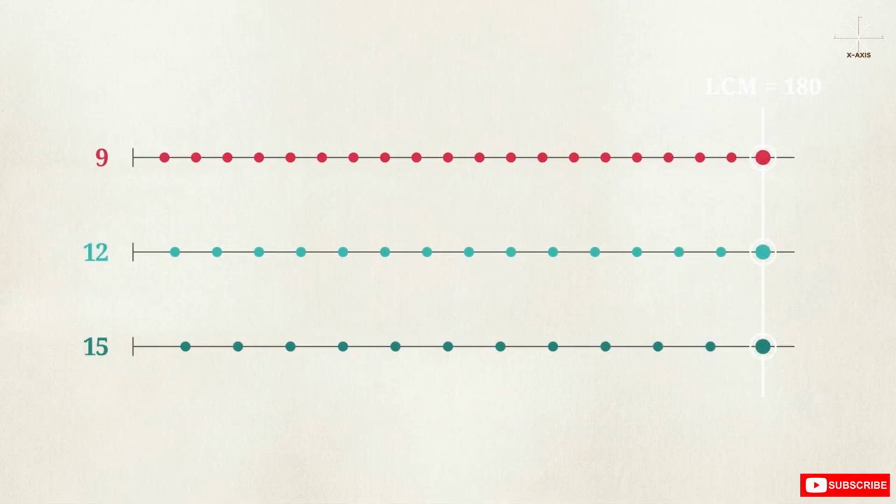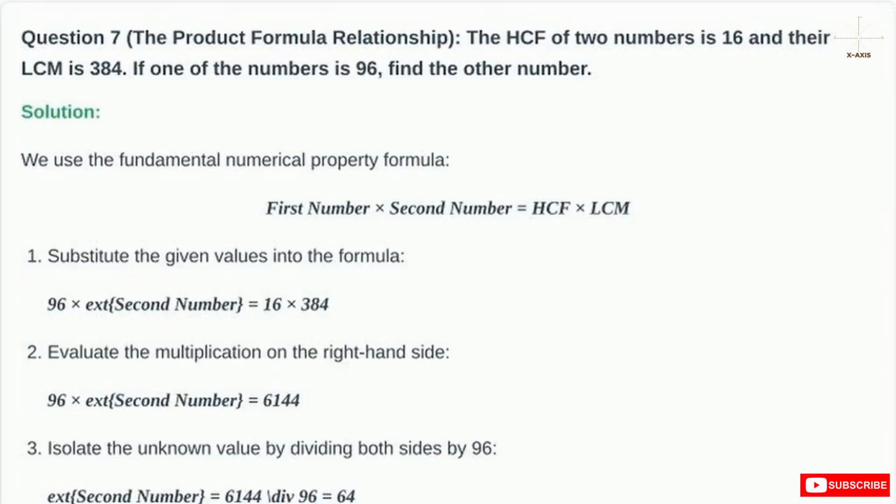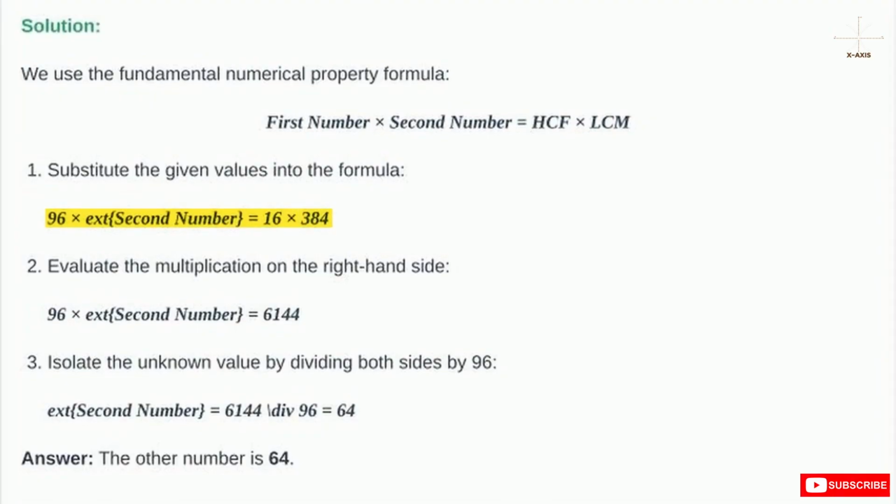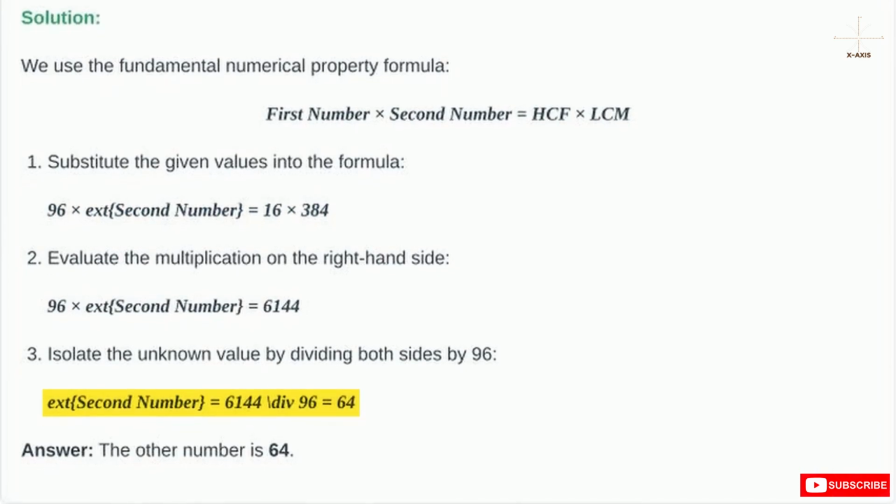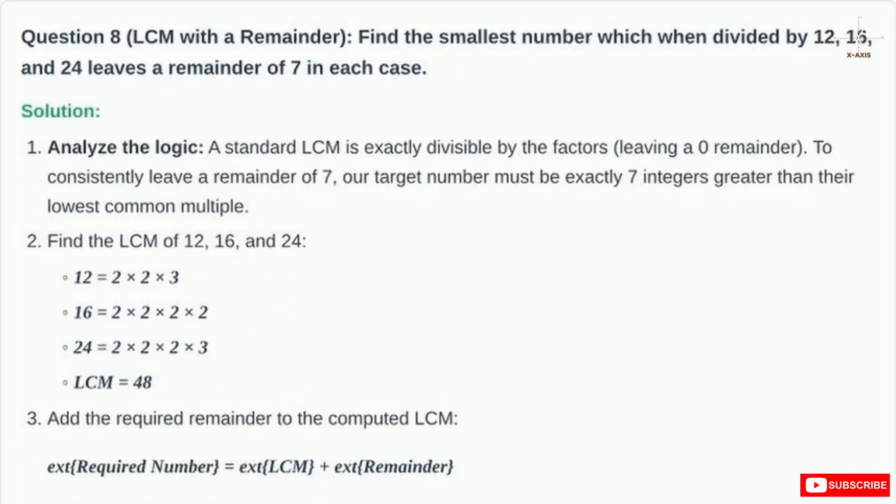This fixed mathematical property states, the product of 2 numbers equals the product of their HCF and LCM. Substituting our known values into the formula, we multiply 16 by 384, then divide by 96 to find the missing number, 64. This problem asks for a number leaving a remainder of 7.